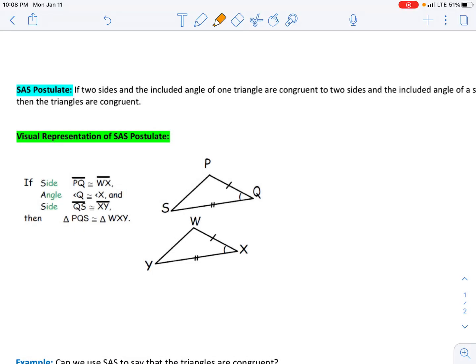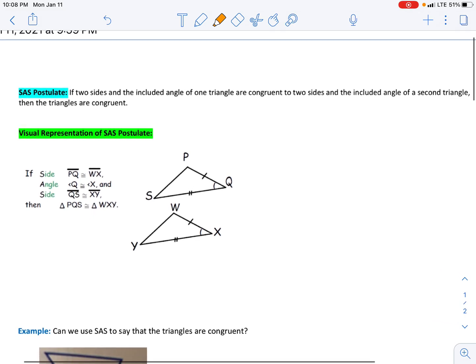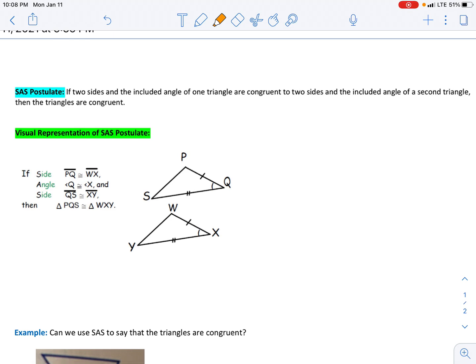Everyone, in this video we're going to look at an example using the SAS postulate. But before we get started, let's just recall what the SAS postulate even says. The SAS postulate says that if two sides and the included angle of one triangle are congruent to two sides and the included angle of a second triangle, then the triangles are congruent. Remember that the included angle is the angle in between two sides of a polygon.